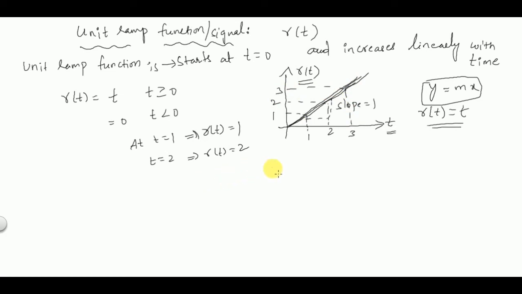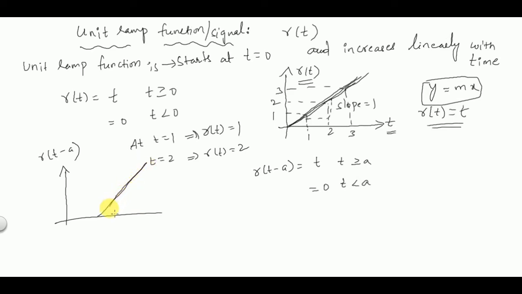Similarly, the shifted unit ramp function is represented by R of t minus a, given mathematically as t for t greater than or equal to a, and 0 for t less than a. It also increases linearly, but instead of starting at 0, it starts at a. That is the only difference between the shifted unit ramp function and the unit ramp function.